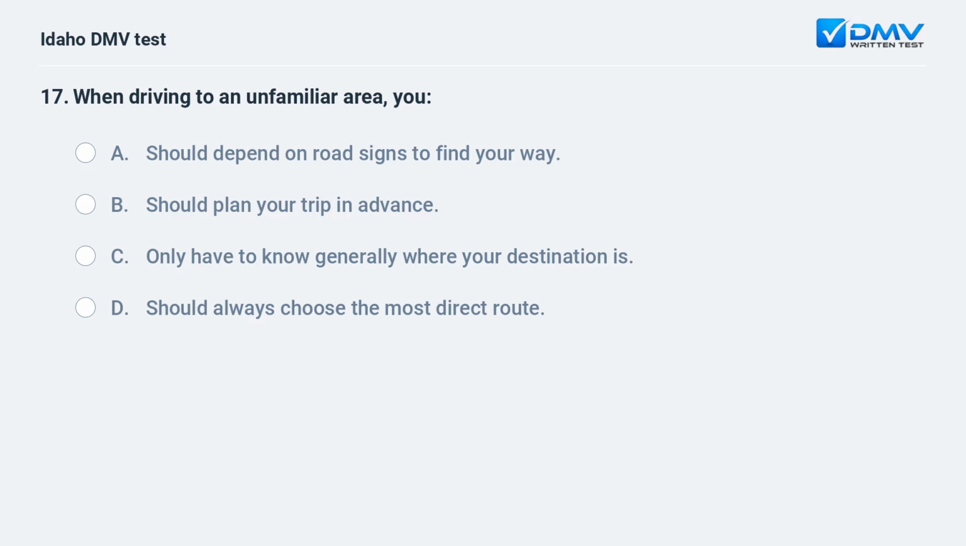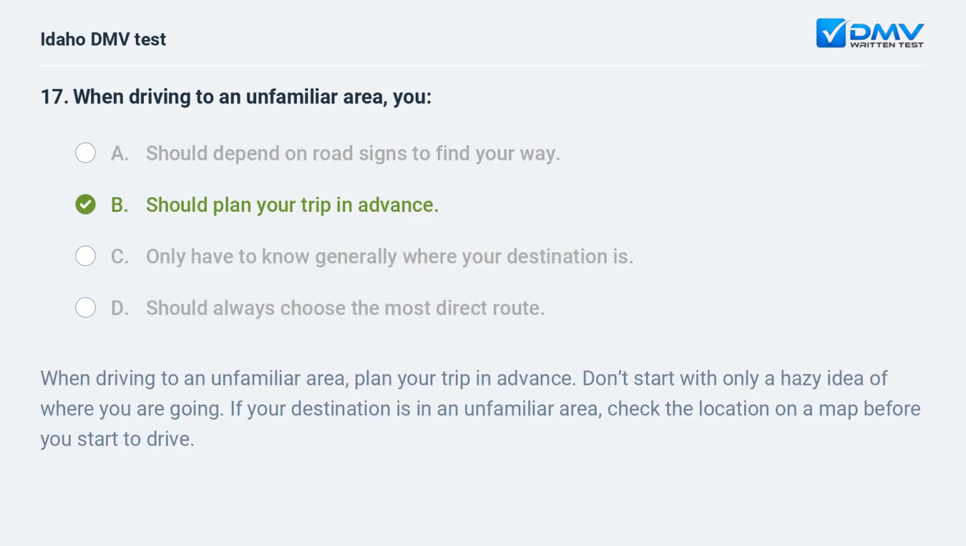When driving to an unfamiliar area, you A. should depend on road signs to find your way. B. should plan your trip in advance. C. only have to know generally where your destination is. D. should always choose the most direct route. B. should plan your trip in advance. When driving to an unfamiliar area, plan your trip in advance. Don't start with only a hazy idea of where you are going. If your destination is in an unfamiliar area, check the location on a map before you start to drive.